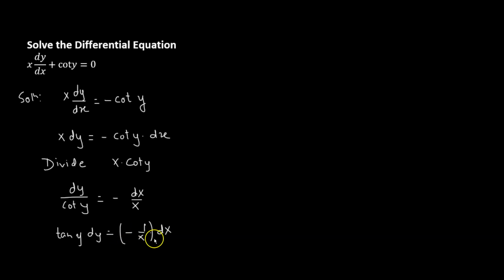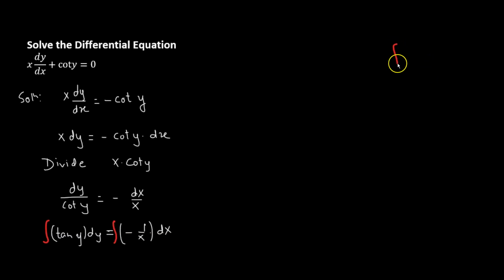So here we can see that the coefficient of dx is negative 1 over x, which is purely a function of x, and the coefficient of dy is tangent of y, which is a function of y only. So what we can do, we can integrate both sides. So let's do that. So for the integration of tangent of y, let me write down the formula.